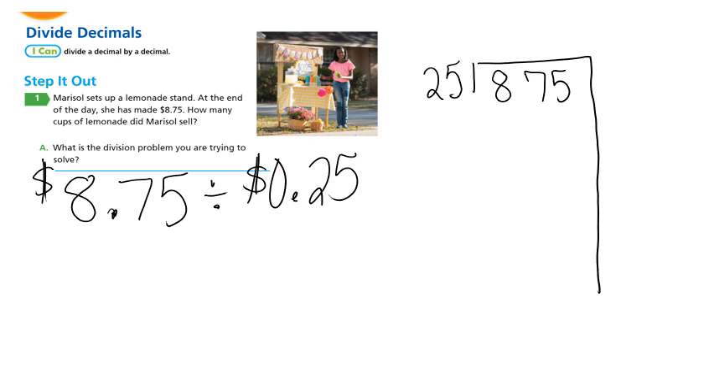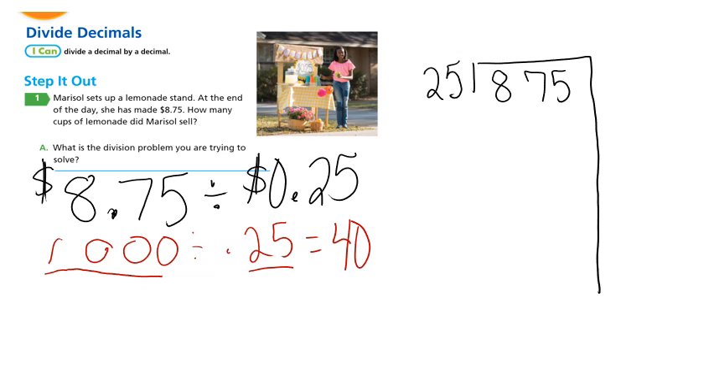And I'm going to go ahead and estimate somewhere. I'm going to use some compatible numbers here. I'm going to say that this is probably close to 100 hundredths, and this is going to be close to 25. So I know that I have a basic fact here, 100 divided by 25. So I think my answer is going to be close to 40, which kind of makes sense. So let's start off here.